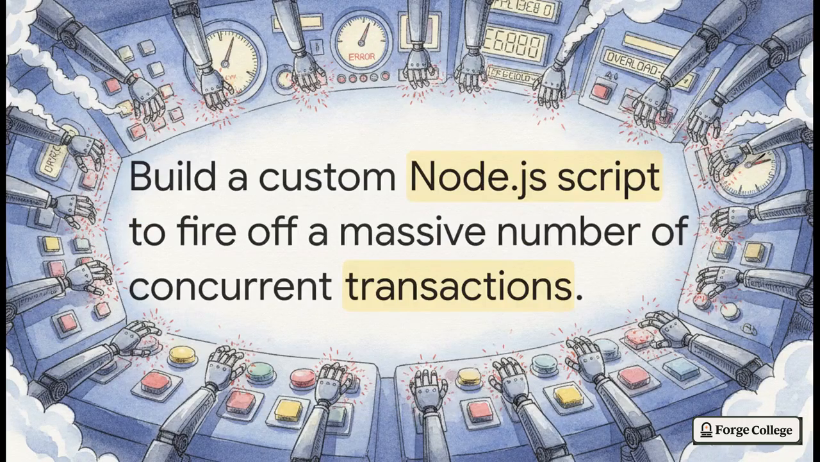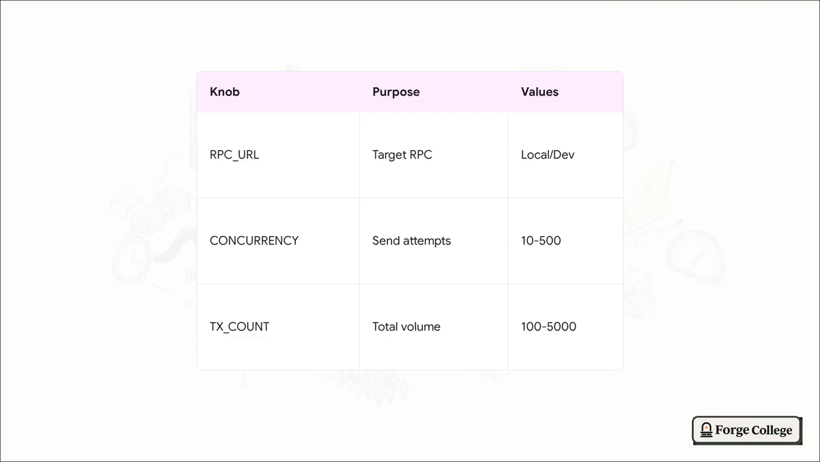Now that our track is paved and ready, we need the actual engine for this test drive. Enter the Node.js load generator script. We're going to use Node combined with the @solana/web3.js library to build a custom script that just fires off a massive barrage of concurrent transactions. You can think of this script as your own personal robotic army. Its one and only job is to aggressively push buttons on your dApp as fast as mathematically possible. It creates artificial chaos, and we just get to sit back, sip our coffee, and watch how the system handles the pressure.